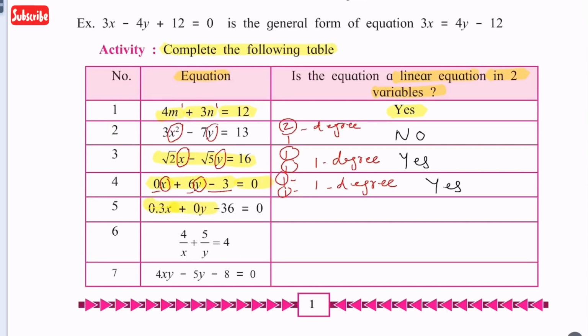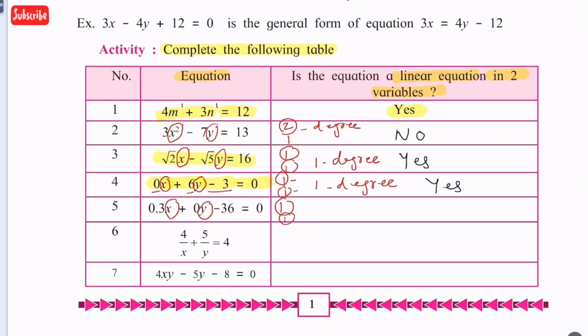Next, 0.3x plus 0y minus 36 equal to 0. Now a is 0.3, b is 0, c is minus 36. Now let us see the powers of x and y. x is x raised to 1, y means y raised to 1. Hence there also the power or index is 1.